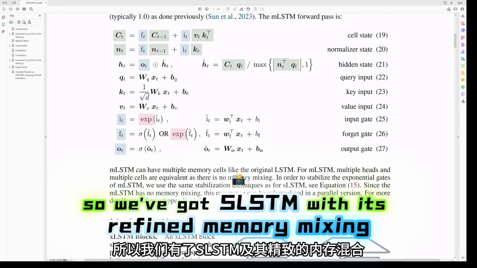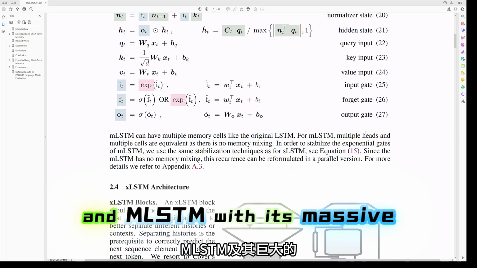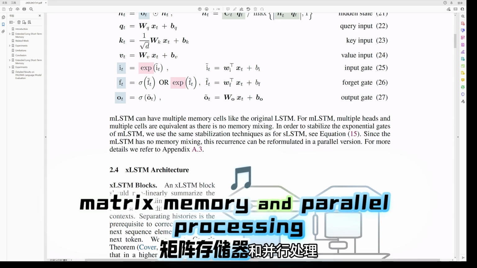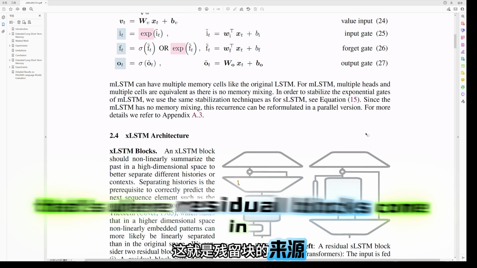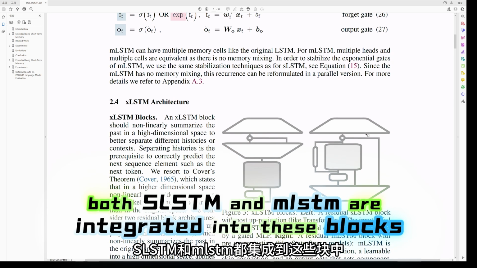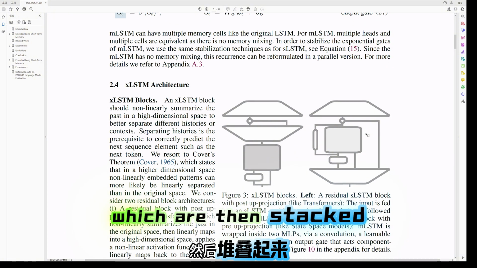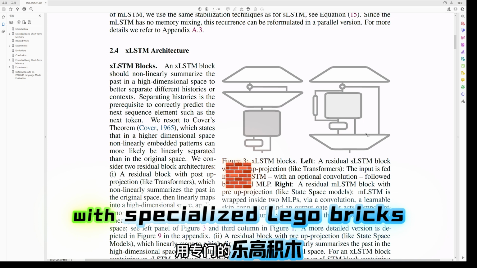That's fascinating. So we've got sLSTM with its refined memory mixing and mLSTM with its massive matrix memory and parallel processing. But how do these fit into the overall xLSTM architecture? That's where residual blocks come in. Both sLSTM and mLSTM are integrated into these blocks, which are then stacked to form the foundation of the xLSTM architecture. Like building a complex structure with specialized Lego bricks.